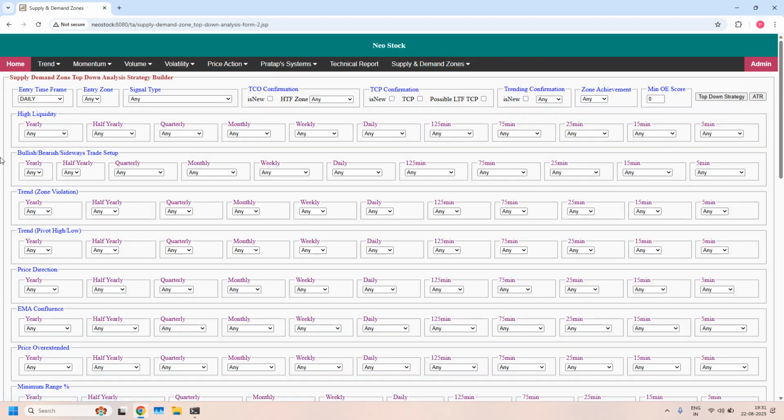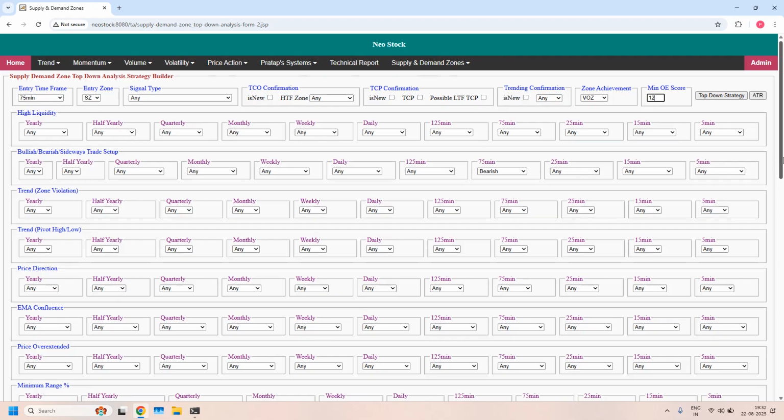Bullish, next bearish trade setup for weekly income trade. Entry time frame 75 minutes. Entry zone, supply zone. Here bullish or bearish at 75 minutes. I am selecting bearish. Zone achievement violated opposing zone. Minimum odd enhancer score is 12. And also 75 minute supply zone should not be pierced.